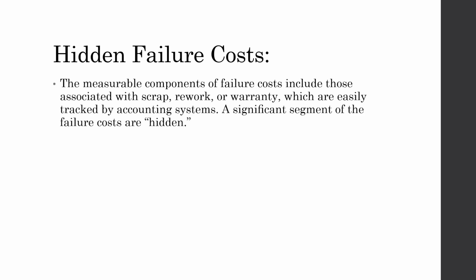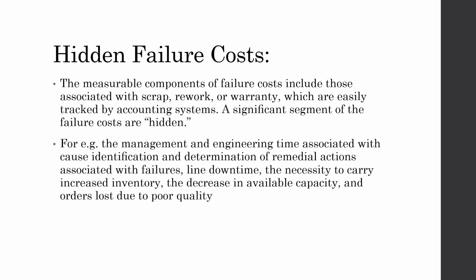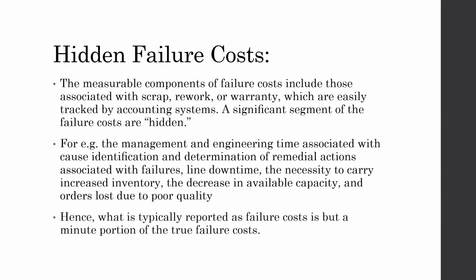Now we will discuss a category of quality cost that is slightly different from those discussed until now, that is the hidden failure cost. Scrap, rework or warranty are measurable components of failure costs which can be easily tracked by the accounting systems. But a significant segment of the failure costs are hidden. Look at these examples. After reading them, you will realize that they cannot be easily tracked or quantified by the accounting system. Hence, what is typically reported as failure costs is but a minute portion of the true failure costs. It is like the tip of an iceberg.